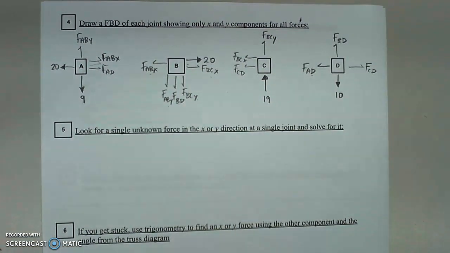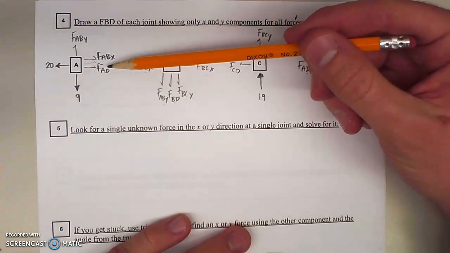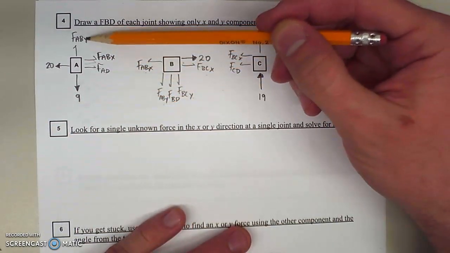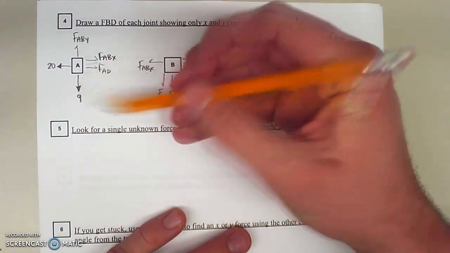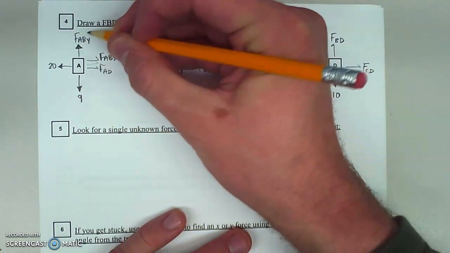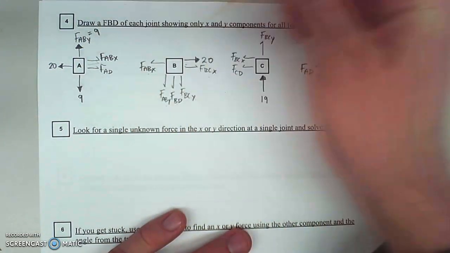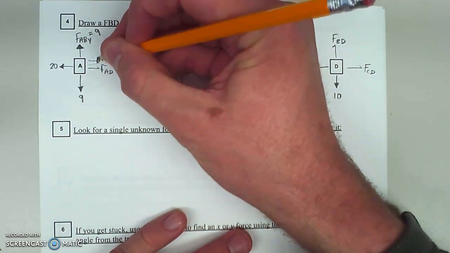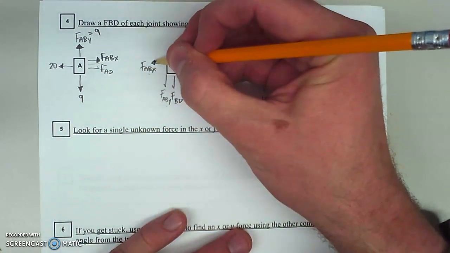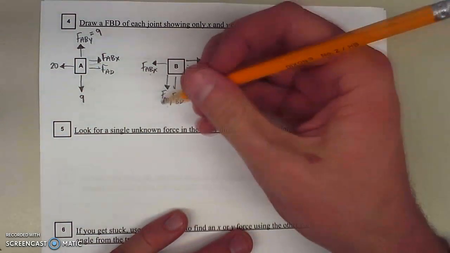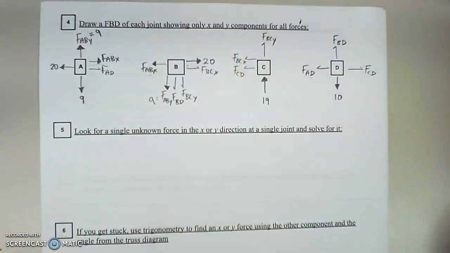All right, now we're going to do the same thing as before. We're looking for a single unknown force in the X or Y direction at a single joint. So I just like to start at joint A and ask myself, how many unknowns in the X direction? 1, 2. How many unknowns in the Y direction? 1. All right. So I've got 9 pulling down. That means I need 9 pulling up. So FABY is 9. So I just confirmed that member FAB is in tension. So that means I can shade in my arrowheads at FABX, which is also visible here and here. All those should be pointing away from the joint. And I know that FABY is 9.